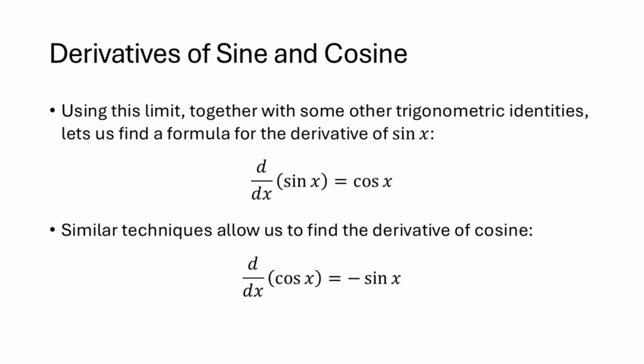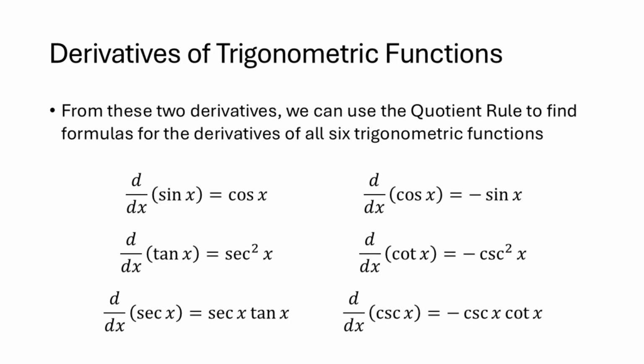We can use that fact, together with some other trigonometric identities, to find formulas for the derivative of sine of x and the derivative of cosine of x. The derivative of sine of x is cosine of x, and the derivative of cosine of x is minus sine of x. And from these two derivatives, using the quotient rule, we can find the derivatives of all 6 of our trigonometric functions.